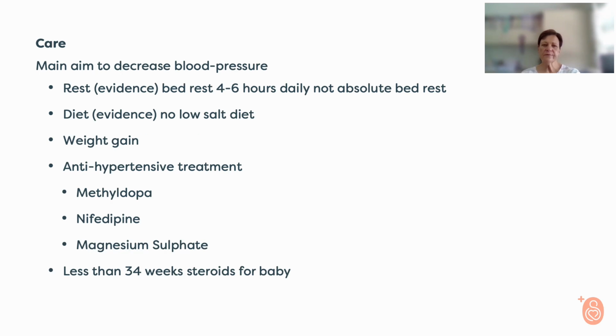Now, the basic principles when we care for this patient: what is so important in the caring of this patient? As we've said several times now, the main aim is to decrease the blood pressure. And all the bullet points here are aimed at decreasing the blood pressure. So, rest, and the reason I've put evidence there is there's again no evidence that the patient should be on complete absolute bed rest. There is evidence that if the patient rests more often, 4 to 6 hours daily, it might keep the blood pressure kind of under control.